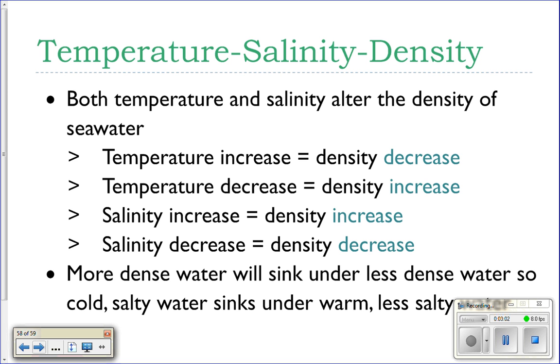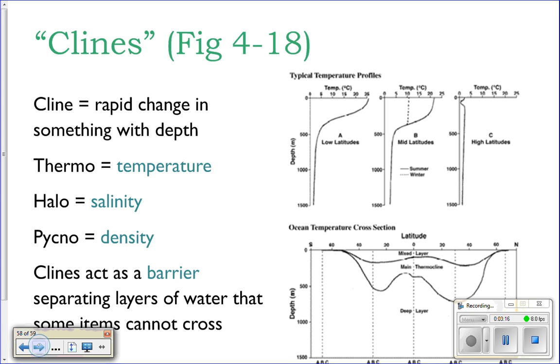Layers of water will actually separate based on their density, so less dense water will float on top of more dense water. So the colder, saltier water will go down deeper in the ocean, and the warmer, fresher water will stay up near the surface. And because of these layers of water that form, you will get these things called clines that form in the ocean. And a cline is a rapid change of something with depth.